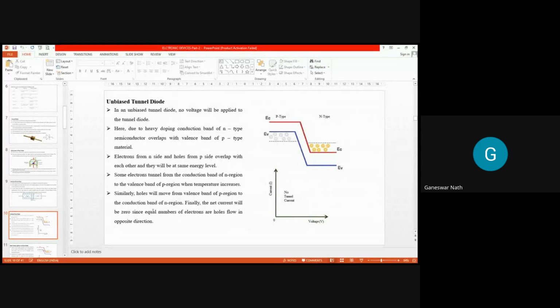Have you understood now? Is it understood to all? Is it clear why there will be no current? Yes, you can see there is no current because there is no movement of charge carriers from the valence band of P type to N type or from N type to P type. That is why there is no current here.